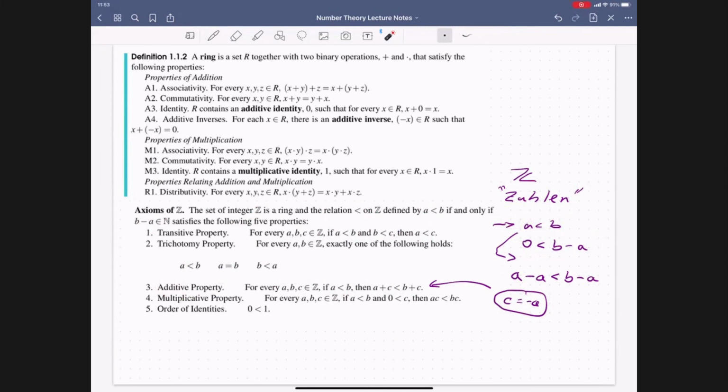The multiplicative property: A, B, C are integers. Then if A is less than B, and crucially, C is a positive integer, then AC is less than BC. And then we have an order of identities: 0 is less than 1.